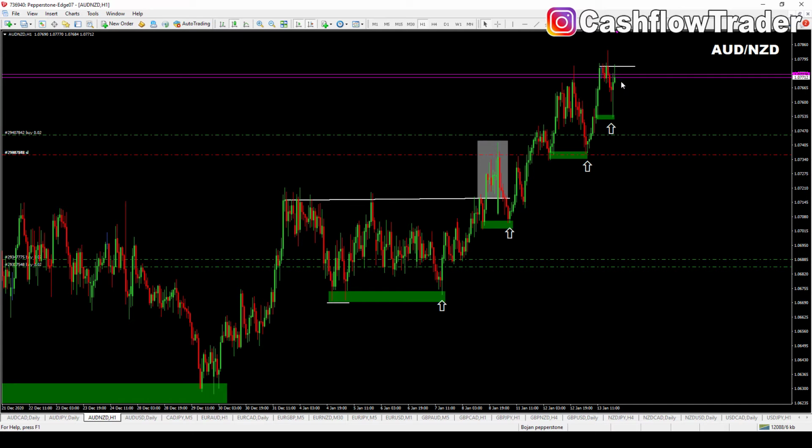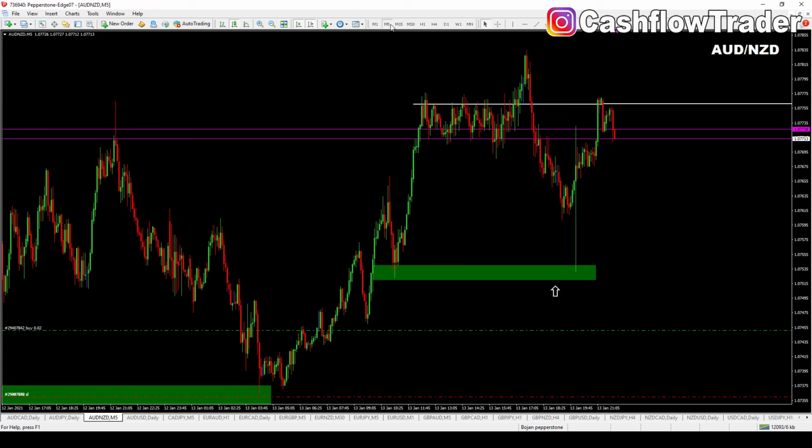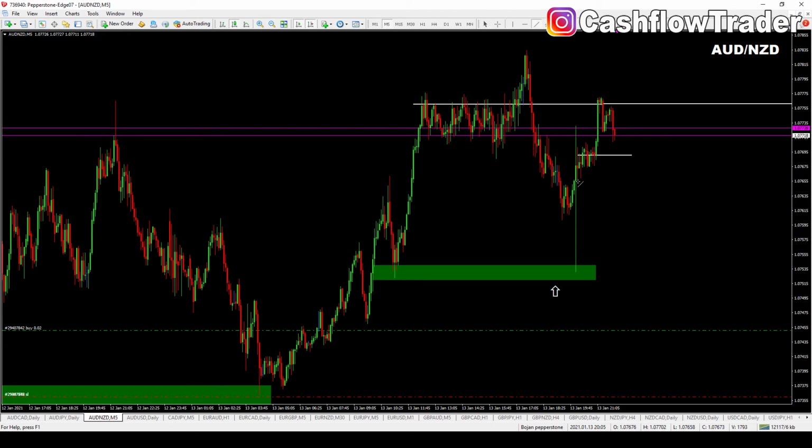If this one fails, what's it doing on, say, the 5 minute? You can see it's most likely going to go down to where this run started, so probably going down to here, because that's where this run started.